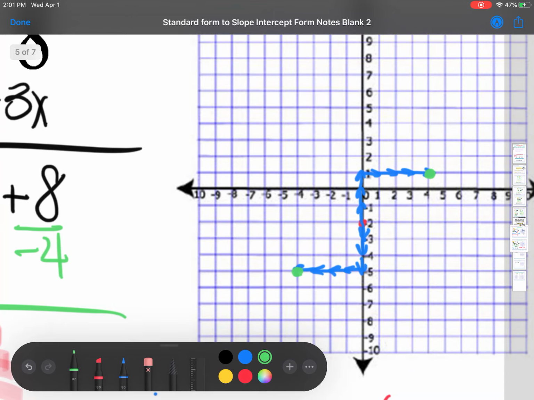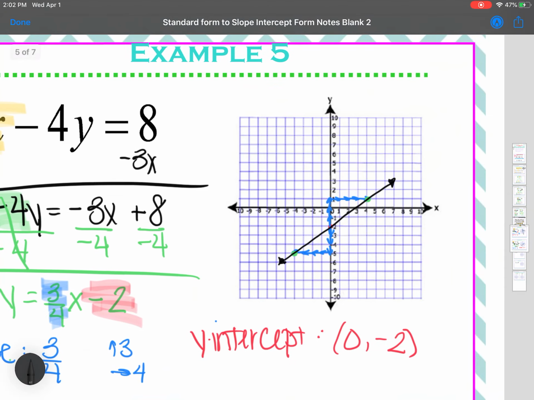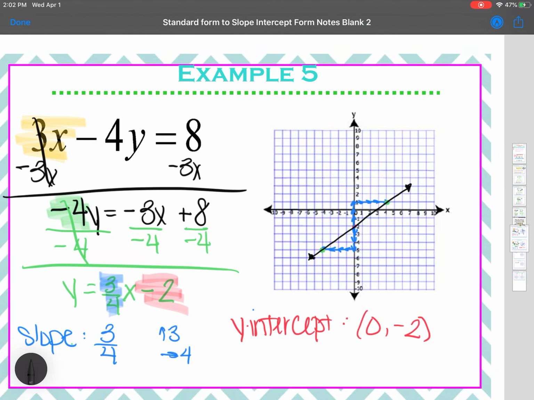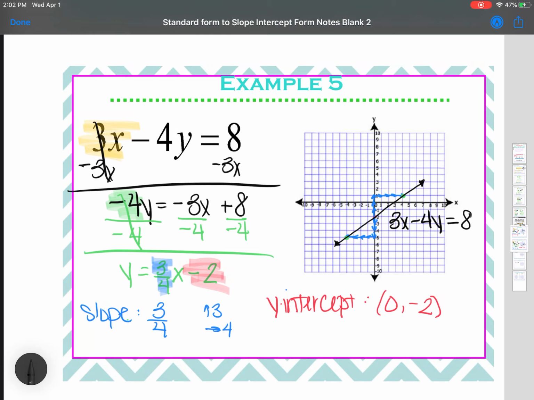Okay, last 2 steps, I'm going to draw my line across those points, and I am going to label my line. My original equation was 3x minus 4y equals 8. Okay, and that's all I have to do to graph these. All right, now we have 4 more examples, and then we're done for the entire day. So, next example.